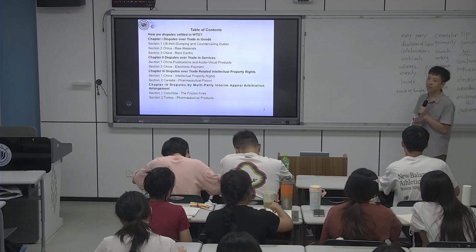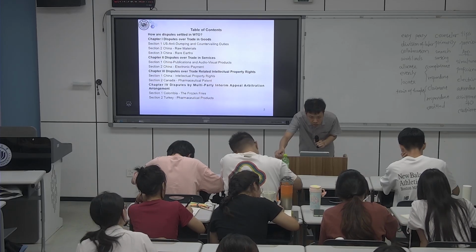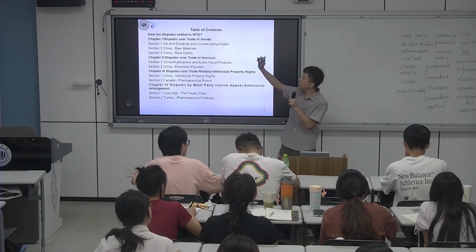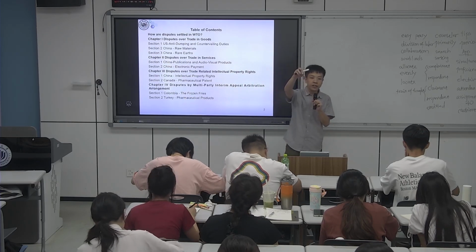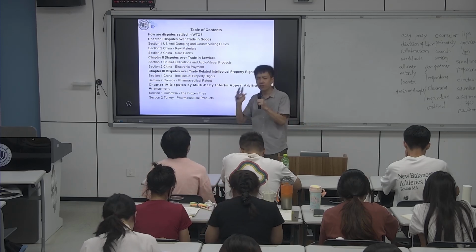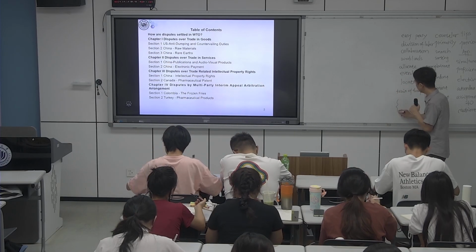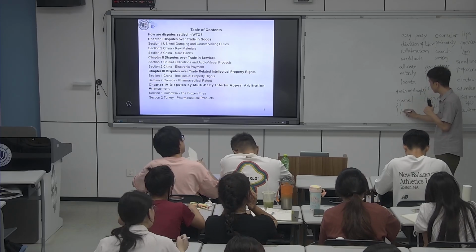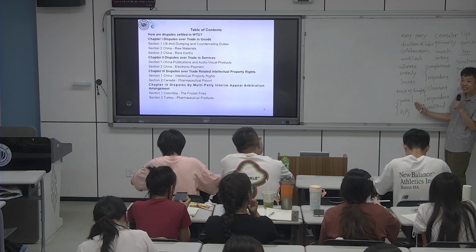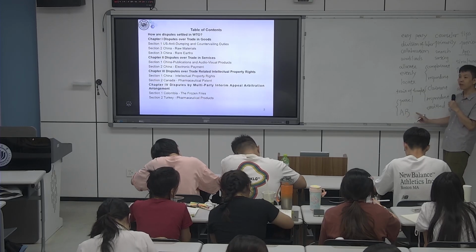思路。In the teaching materials or in the textbook I sent you, there are only findings and conclusions of the panels or AB reports. There are two kinds of reports, right? In the first instance, it's called a panel report. In the second instance, it's called an AB report, appellate body report.